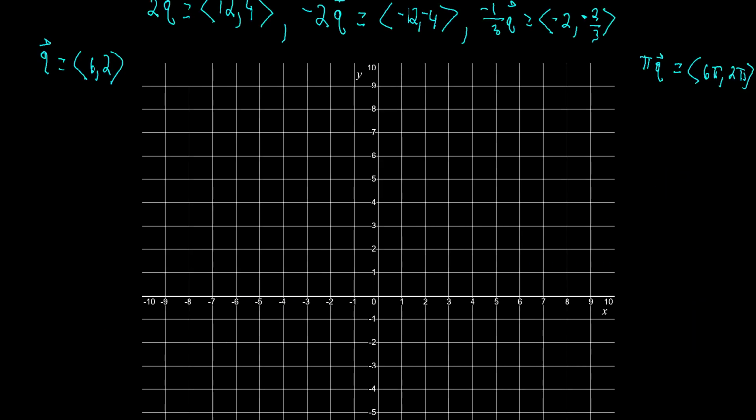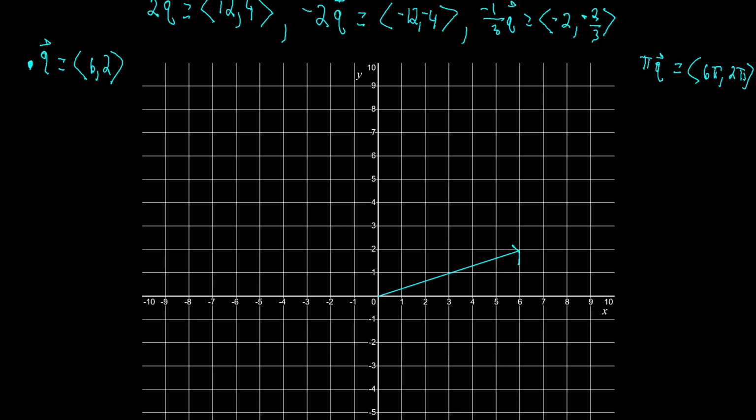So if we wanted to graph vector q, which I'll do in this original blue, vector q is 6, 2. Now it's written in standard position, and I know that because it uses those little angle braces. So it starts right here at the origin. They all start at the origin if they're written like that. And it goes over 6 and then up 2. So vector q is this vector right here. That is vector q.